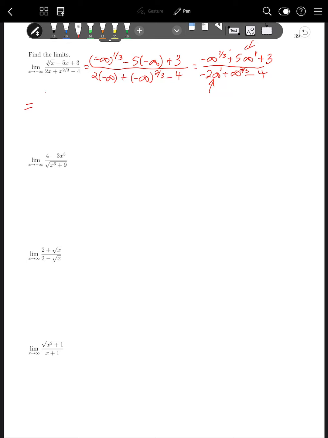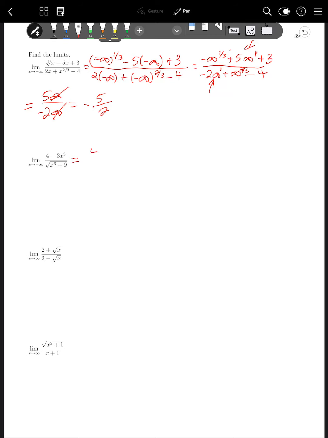So this limit will end up being just 5 times infinity over negative 2 times infinity. Notice those have the same exponent, so they cancel each other out, and this will just end up being negative 5/2. Okay? So that's another way you could think about these. This is more of a conceptual way to look at these. So the same thing goes on down here, right?